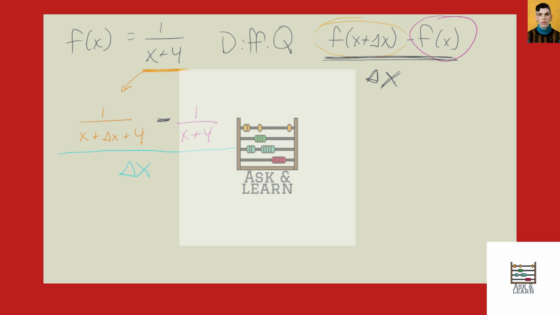All right, so there we go, over delta x. Now what I've got to do is simplify this. You've got two fractions that are being subtracted. In general, the expectation is that you're going to simplify that. Find your common denominator. I think the common denominator is just going to be this guy times this guy. So for the orange guy, I'm going to multiply the top and the bottom by x plus 4.